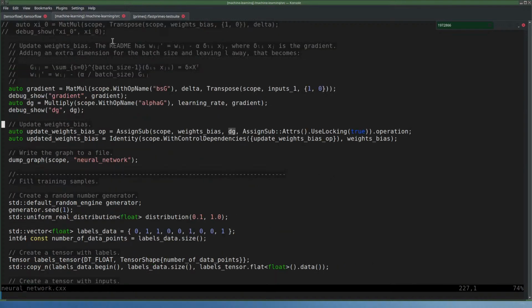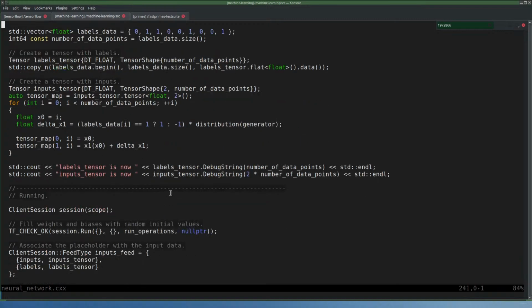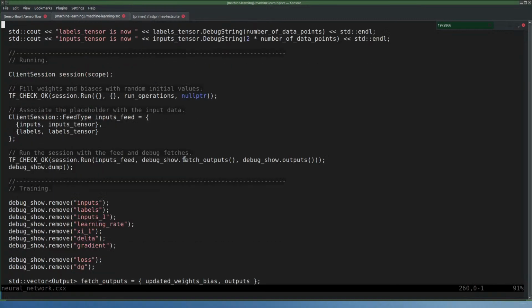So this did build up a graph that didn't calculate anything, but now we have defined a graph which is stored in the scope variable, and I think also in the session, or not yet. Here in the C++ program I fill in inputs and training values. Yeah, the scope is passed to the session here. So here, create a session, we pass the scope to. And then the client session also knows the graph that it has to execute.